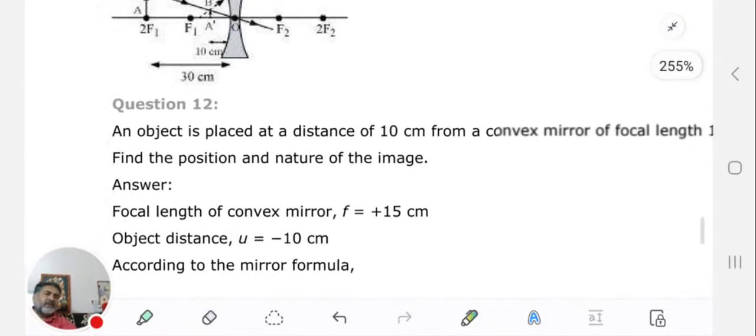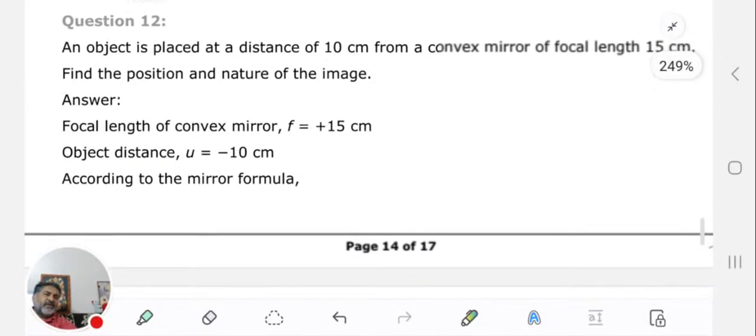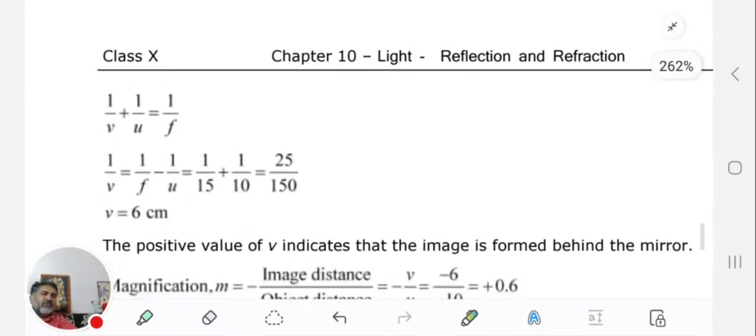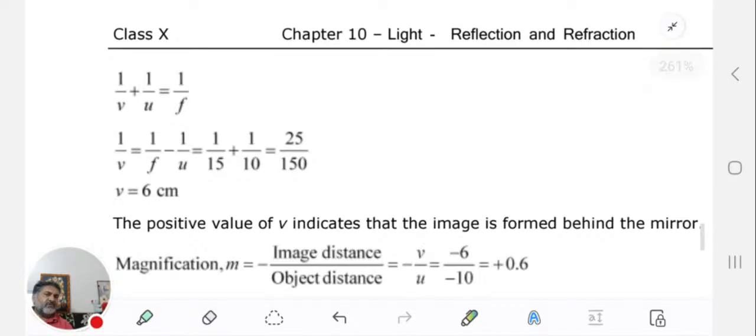Question number 12. An object is placed at a distance 10 centimeter from a convex mirror of focal length 15. Find the position and nature of image. ચલો, focal length of convex mirror f is equal to, convex આવ્યો ને એટલે પ્લસ લેવાની. ઓબ્જેક્ટ ડિસ્ટન્સ -10 સેન્ટીમીટર. કેમ લીધું? ઓબ્જેક્ટ તો આ બાજુ ગોઠવવો પડે ને એટલે માઇનસ લેવાનો, પાછળ મળે તો પ્લસ. બરાબર. So according to the mirror formula, 1/v + 1/u is equal to 1/f.